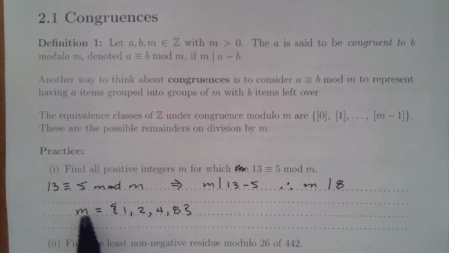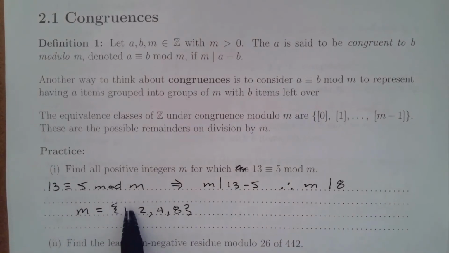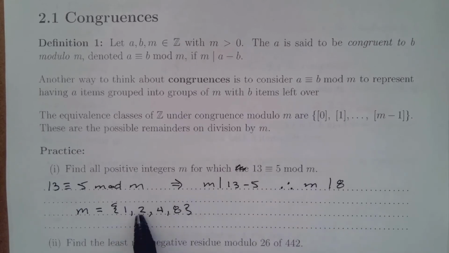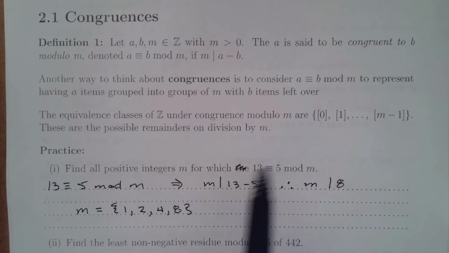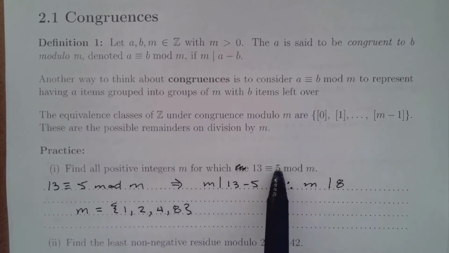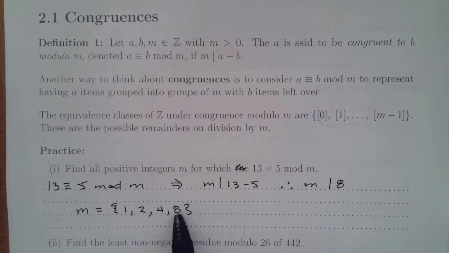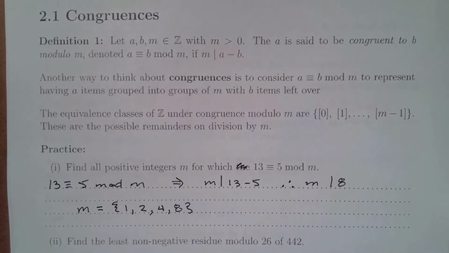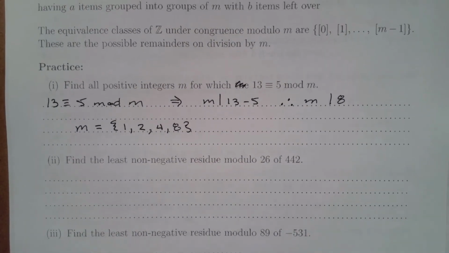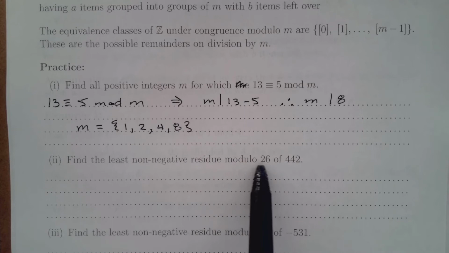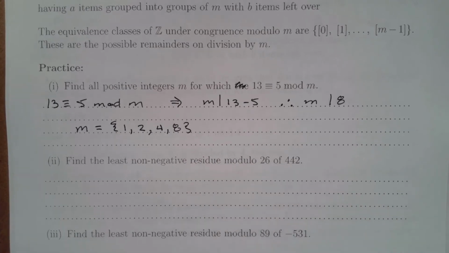And the answer to that is that if I had things in groups of 1, I could get 5 left over. If I had things in groups of 2, I could have 5 left over. If I took things in groups of 4, I could have 5 left over. Or if I took things in groups of 8, I could have 5 left over. Okay? So the next one says find the least non-negative residue modulo 26 of 442.